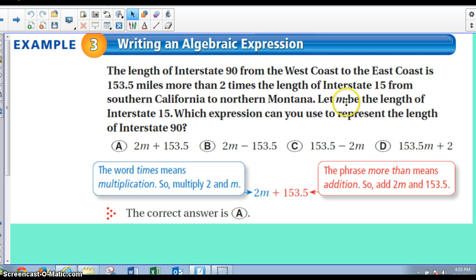And here it says let M be the length. So we know we have to have 153.5. We know that it's more than, so it's plus. So the order in which we write it doesn't matter, because it's plus, or addition. And then it says 2 times. So we have 2 times the length, because the length is M, plus 153.5. So the correct answer is A.